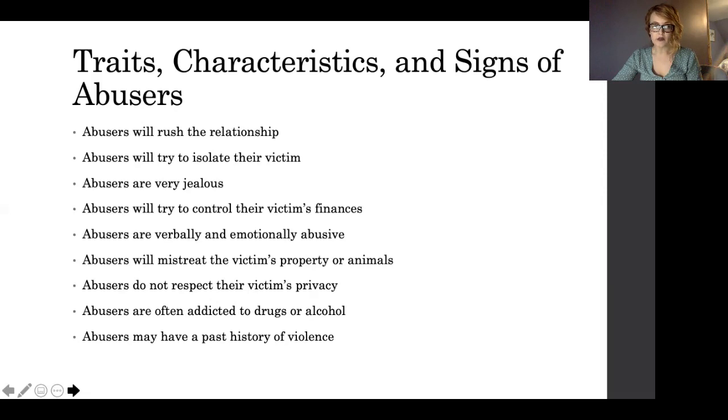The ninth sign, which is the last sign on our screen, is abusers may have a past history of violence. So a majority of the time, abusers who commit domestic violence are violent in general. A past record or history of assault, fighting, or abuse is a sign that the abuser thinks violence solves the issue.